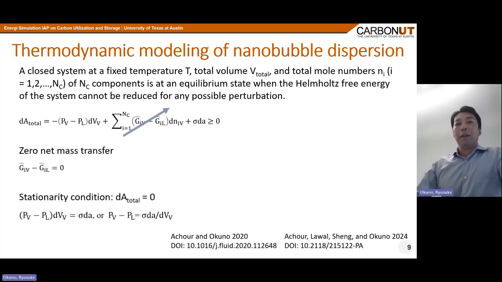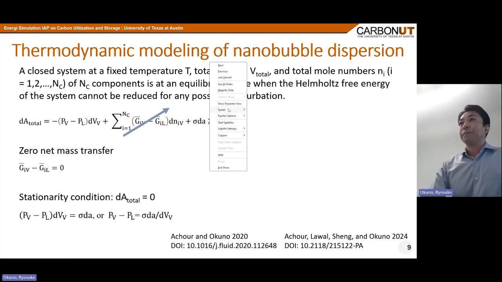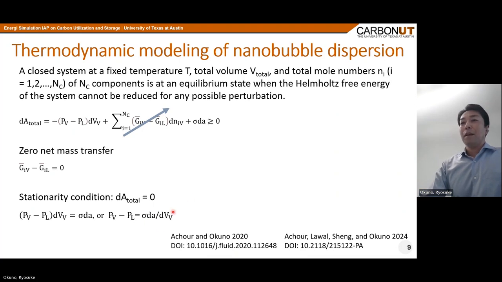And therefore, we get this mechanical constraint that the capillary pressure, or vapor phase pressure less liquid phase pressure, is equal to the product of interfacial tension and the derivative of surface area with respect to the bubble volume. And this term on the right-hand side is the well-known Young-Laplace equation for spherical bubbles.